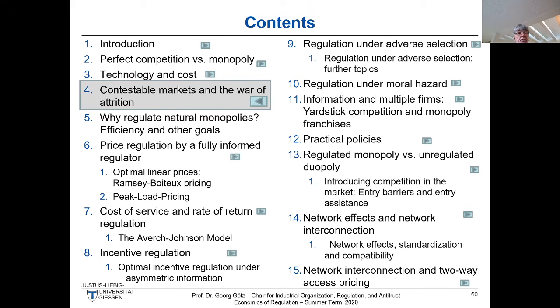Okay, now after this tour de force through the cost concepts, I want to make another short break here.